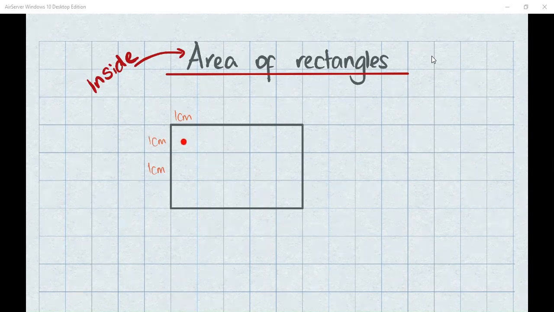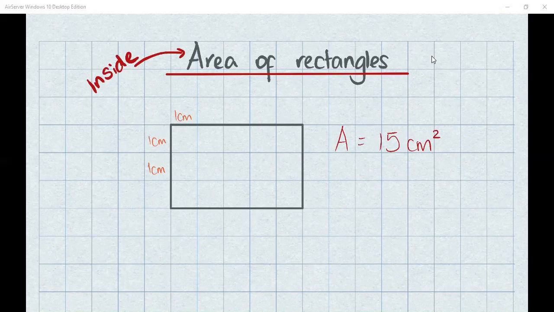So I've got here 1, 2, 3, 4, 5. I've got another 1, 2, 3, 4, 5. So far that's 2 lots of 5. And then another 1, 2, 3, 4, 5. So in total, I've got 5, 10, 15 squared centimetres inside that rectangle. So the area of this shape is 15 squared centimetres. So I've just counted up the squares inside the shape.